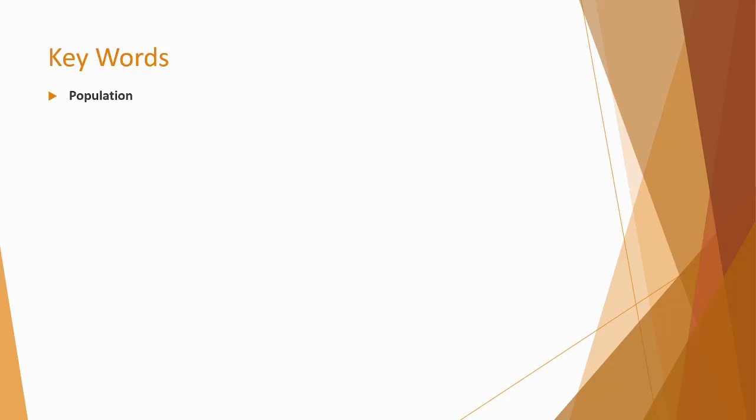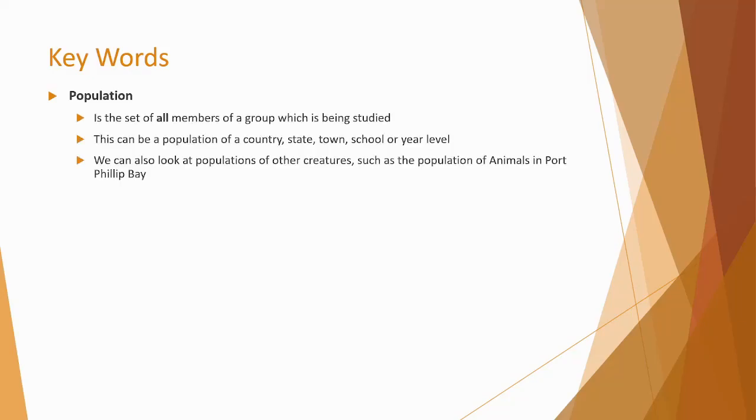So our key words are population, and population is the set of all members in a group that's being studied. So I could look at a population of a country or a state or a town or a school or a year level. So the populations can be anything from as large as a country or even the world, all the way down to something as small as a year level or a class. We can also look at other populations of creatures, such as population of animals in Port Phillip Bay.